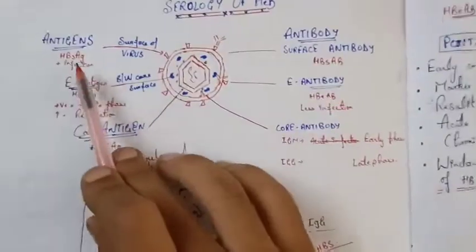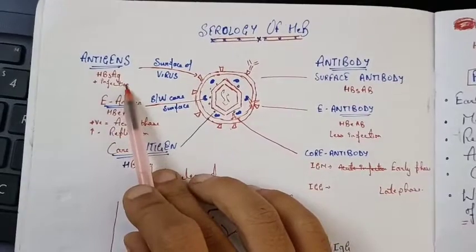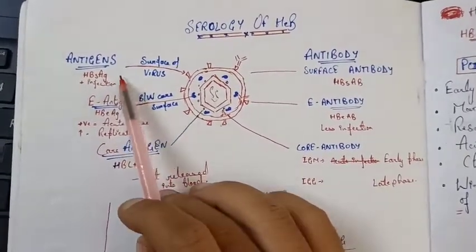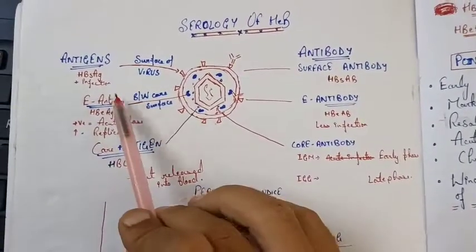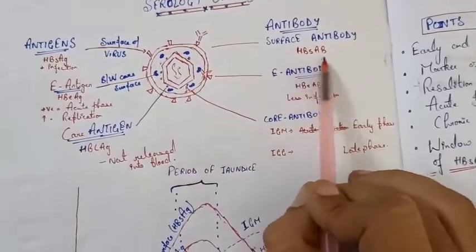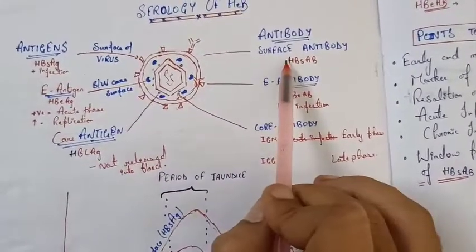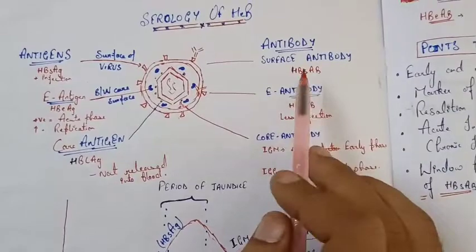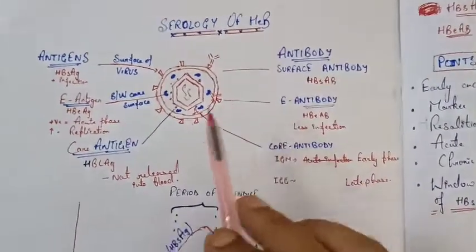When does it appear? It appears in response to hepatitis B surface antigen. The hepatitis B surface antigen appears in the blood during the incubation period and around 6 months it goes away. Once it goes away, the hepatitis B surface antibody appears. In response to hepatitis B surface antigen, our body produces hepatitis B surface antibodies.